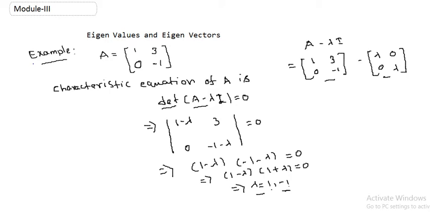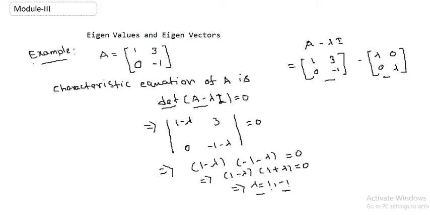Now here is a result we are going to state, but we don't have the proof of the result. It says that the eigenvalues of a square matrix are the characteristic roots, the roots of the characteristic equation of the matrix A. So let me write that down at first. First let me erase this part and let me write that down.